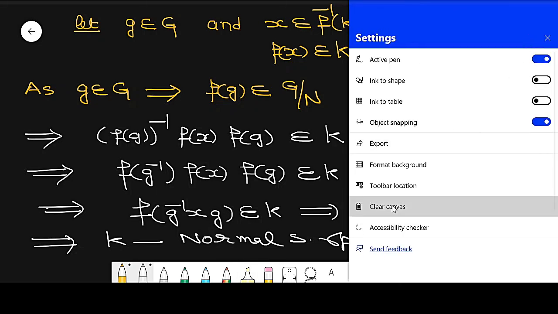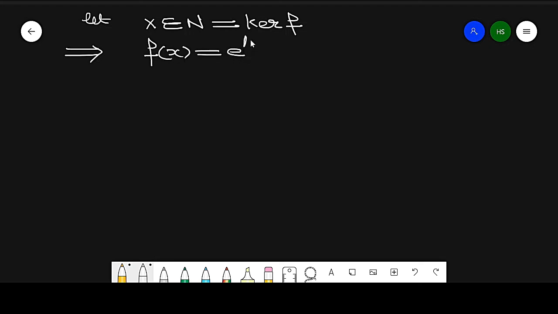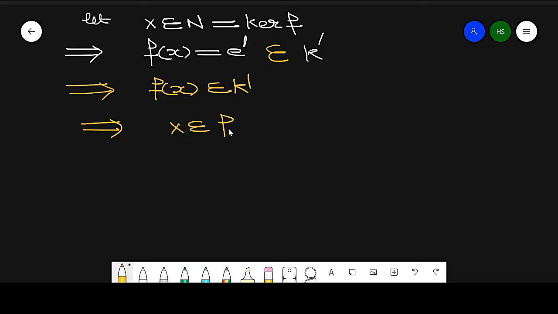Now second part, it containing N. So let x be some element belongs to N. So what is N? N is the kernel of f. If N is the kernel of f, it means f of x is equal to e dash. And K is a subgroup of group G by N, so e dash belongs to K because it is the identity. So it implies f of x belongs to K, and it implies x belongs to f inverse K. So it implies this N is part of f inverse K.